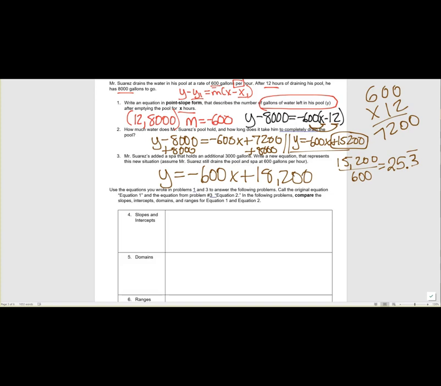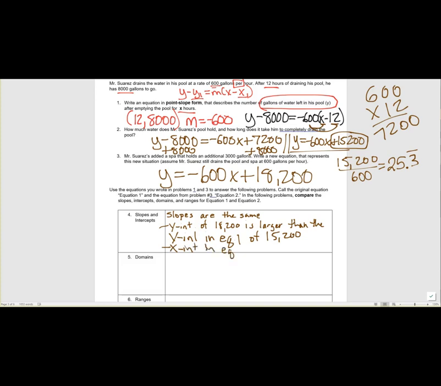All right, compare their slopes and intercepts. Their slopes are the same. They're both negative 600. The y-intercept of 18,200 is larger than the y-intercept in equation 1 of 15,200.